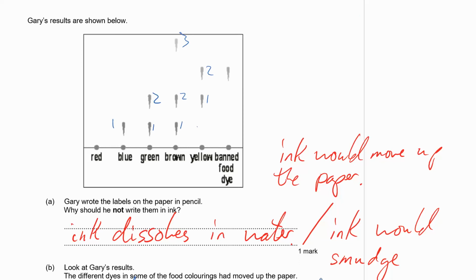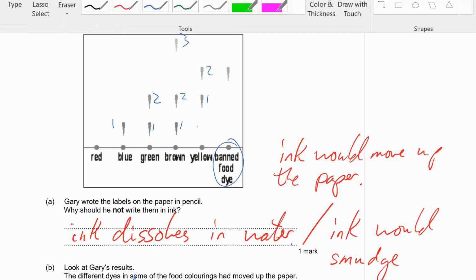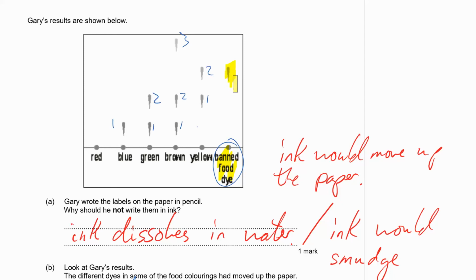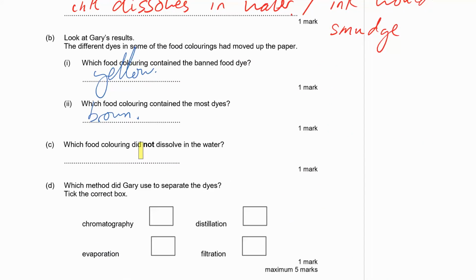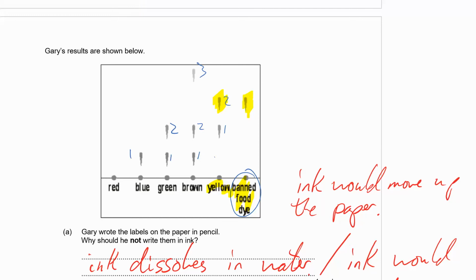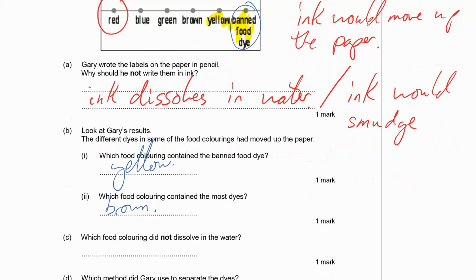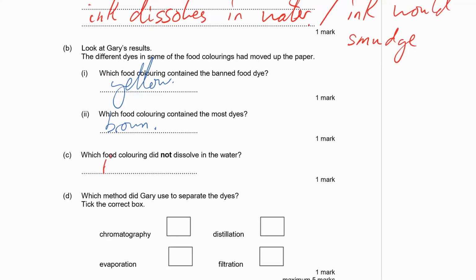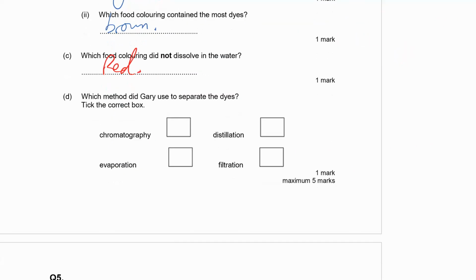Just to recap, the yellow food dye, the banned food dye, had this mark, and the only other food dye with that mark was the yellow one. Which food dye did not dissolve in the water? Well, that's the one with no readings whatsoever, and so that is clearly the red one, since there isn't anything that has run up the paper. So that would be red.